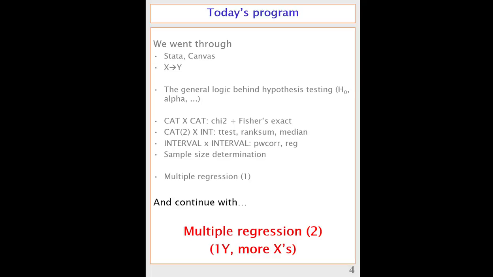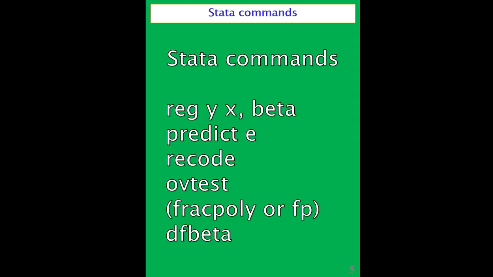Okay, we are here. All the stuff in gray we did. Step number 1 of multiple regression we did. We're now into step number 2, and there will be a step number 3 as well. These are the new commands that we're going to cover today. Whole slew of stuff. The basic regression command gets an extra option called beta. We're going to use the predict, the recode command. You will see the OV test, frac poly or FP command we will briefly touch upon, and a command called dfbeta. That's all if I'm completing the whole slide deck in these 2 hours. So let's see how far I'll get.